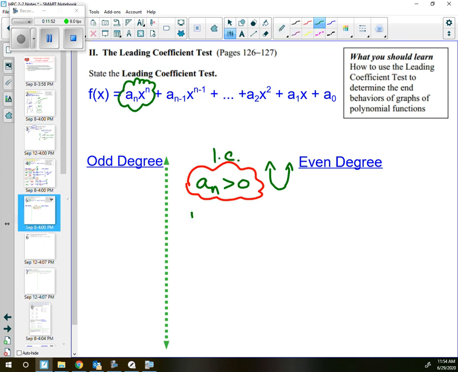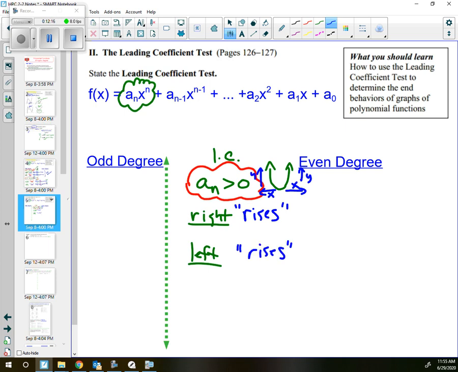All right, so let's look at the right side of the graph, and we're going to look at the left side of the graph. So we're going to look at both. All right, so as we look at the right side of the graph, as the x gets bigger, what happens to the y's? Well, they're getting bigger. So it's rising, or it rises. On the left-hand side, as the x got smaller, what happened to the y's? They still rose, they still went up, so it rises on the left as well. So for even degrees, we notice that the ends do the same thing. Because if you take a negative number and square it, you're going to get a positive answer. If you take a positive number and square it, you still get a positive answer.